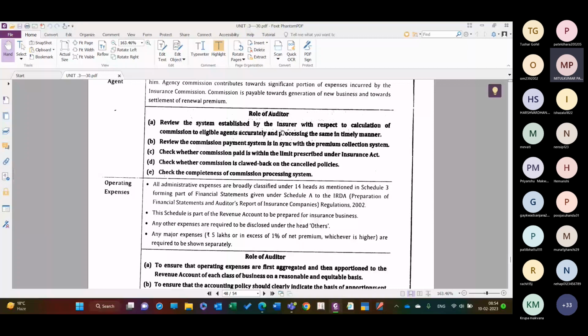Role of the auditor: review the system established by the insurer with respect to the calculation of commission to the eligible agent accurately and processing the same in a timely manner. Review that the commission payment system is in sync with the premium collection system. Check whether the commission paid is within the limit prescribed under the Insurance Act. Check whether the commission is clawed back on a cancelled policy.